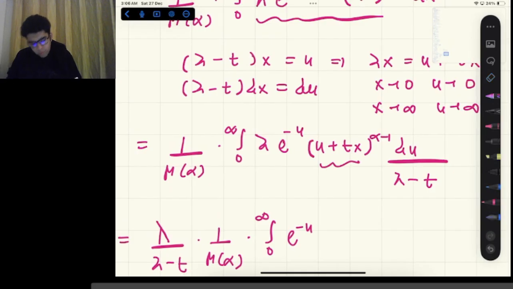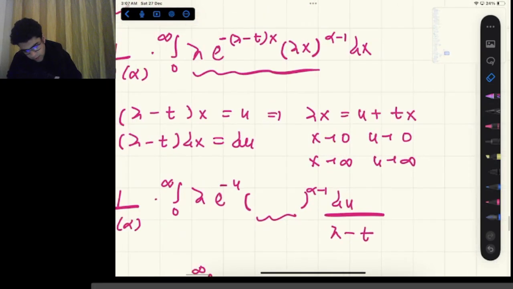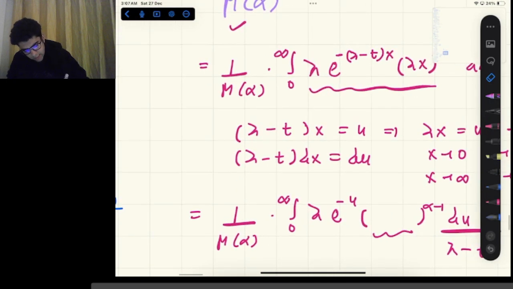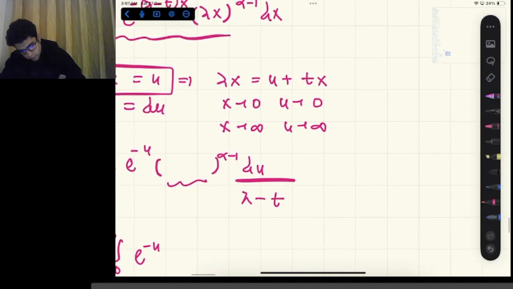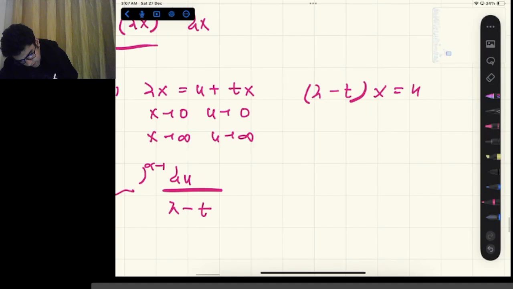Here, instead of u plus tx, I should have substituted. See, because we have assumed that lambda minus t x is equal to u. We have assumed here, right? Lambda minus t x is equal to u. This basically gives us that x is equal to u by lambda minus t.